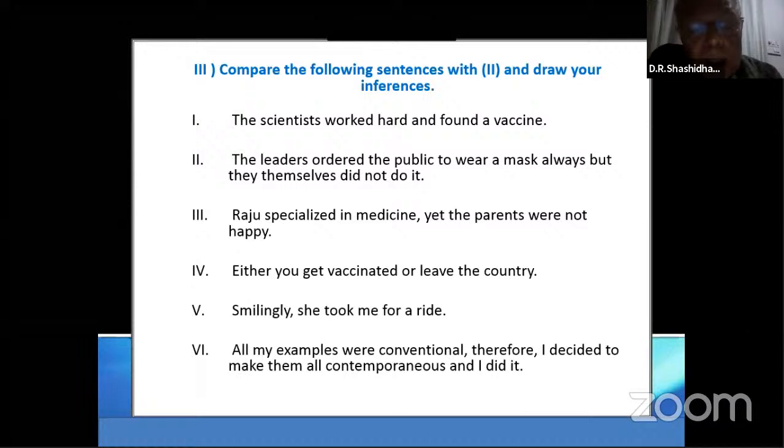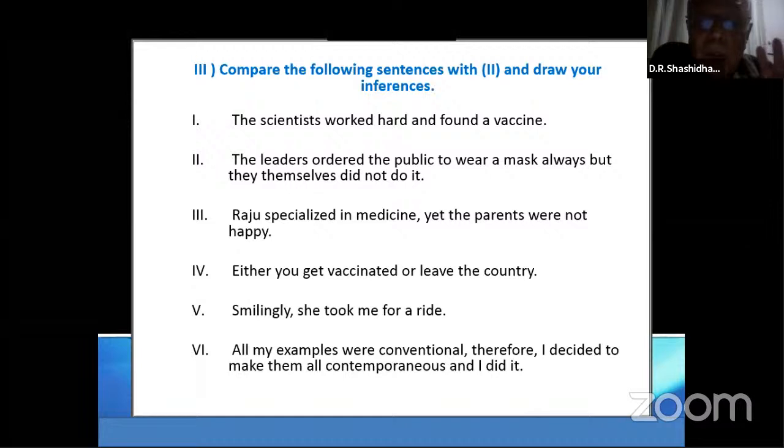What are these clauses called? You know, clauses within a compound sentence. And you have Raju specialized in medicine, one clause. The parents were not happy, joined by conjunctions. What are these clauses called? Madam Jayalakshmi, what are these clauses called? Two or more sentences joined together using conjunctions. Raju specialized in medicine, one; the parents were not happy. And look at the last one. All my examples were conventional. I decided to change them and I did it. They are all coordinating clauses, simple sentences connected by means of one conjunction or the other.